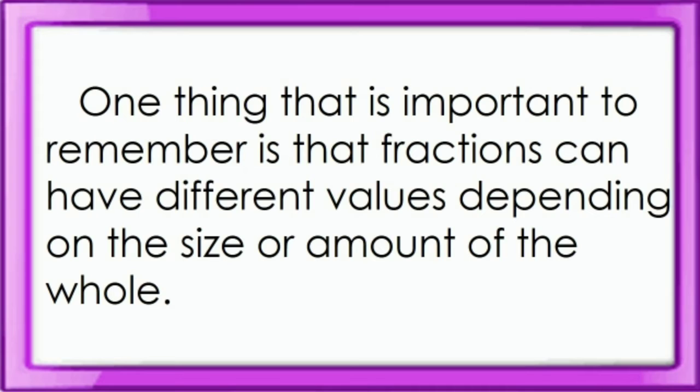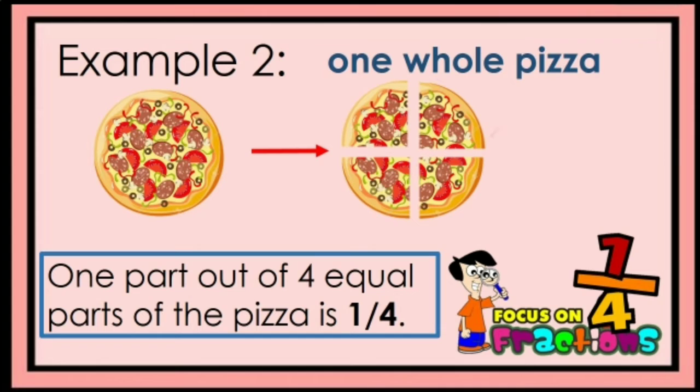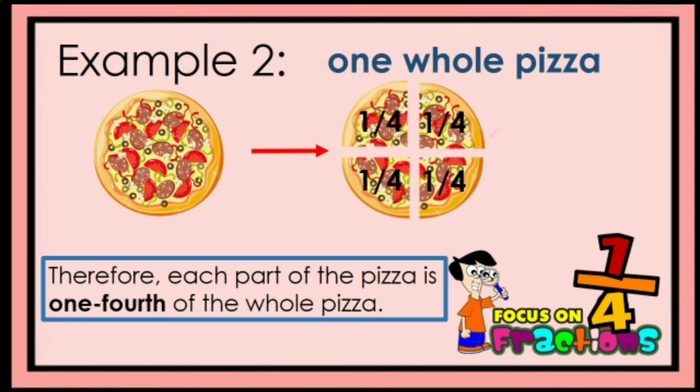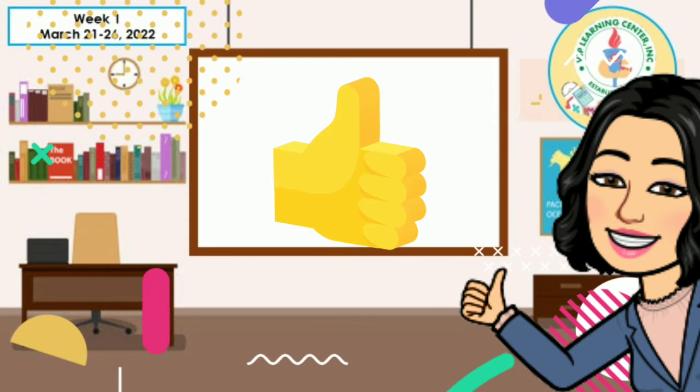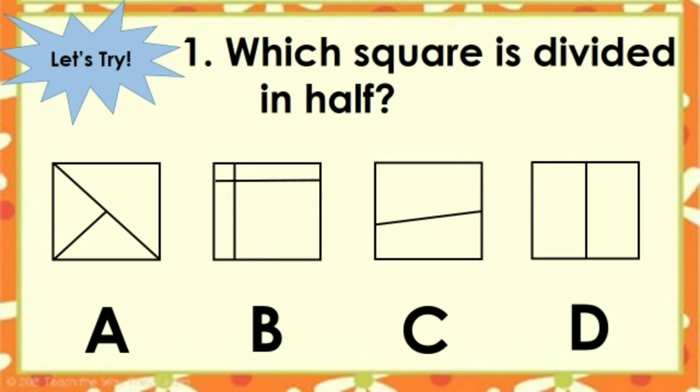One thing that is important to remember is that fractions can have different values depending on the size or amount of the whole. Let's have another example here. This is one whole pizza. If we divide it into 4 equal parts, 1 part out of 4 equal parts of the pizza is 1/4. Therefore, each part of the pizza is 1/4 of the whole pizza. Do you understand what a fraction is, children? Yes, teacher. Let's try this activity to check if you really understand our lesson today.